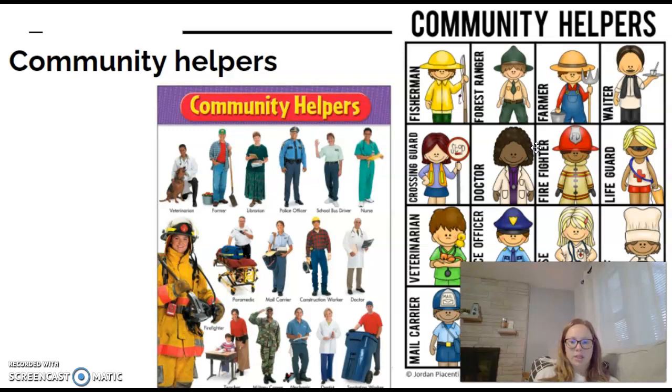And after you pick your community helper, you're going to draw a picture of them and write a sentence to tell me how they help the community. What do they do to help you guys out?